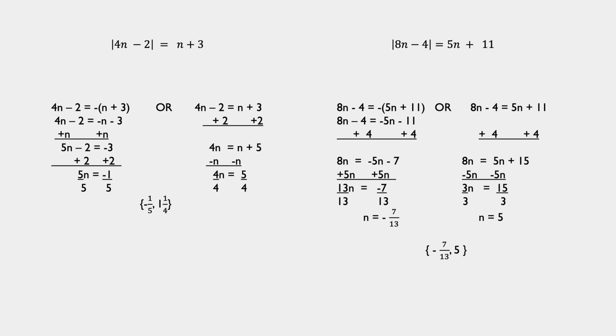All right, on the other side, 8n, we add 4 to both sides. So 8n is 5n plus 15, right? Because 11 and 4 make 15. Subtract 5n from both sides. I get 3n is 15. Dividing by 3, n is 5. So I got one nice one out of this. So negative 7/13 and 5 are the correct answers.